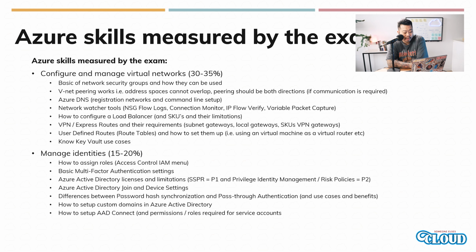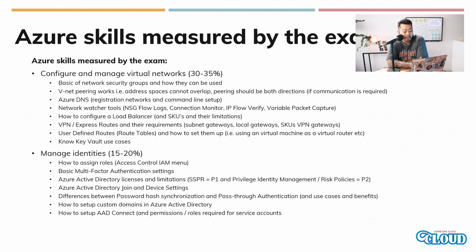VPN and ExpressRoute and their requirements. So understand that, you need a gateway subnet for any sort of VPN, I believe. Local gateways as well, which is actually the gateway to your on-prem network. SKUs between VPN gateways as well. There's different types of SKUs. I believe there's a free one which is actually not recommended. I can't remember what the limitations were, so that's an easy question.